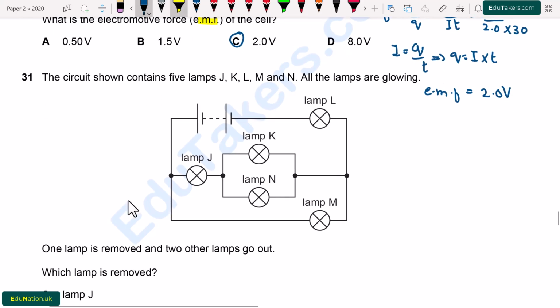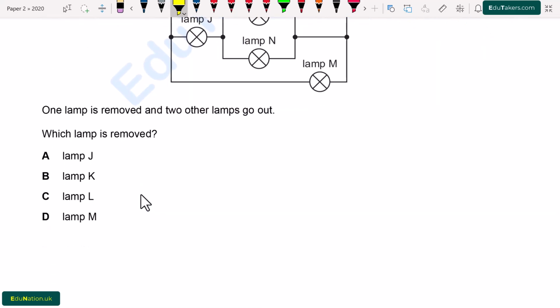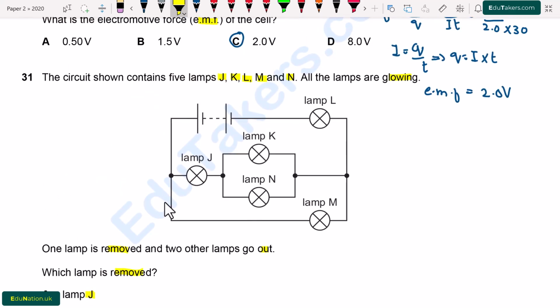Question number 31. The circuit shown contains 5 lamps J, K, L, M and N. All the lamps are glowing. One lamp is removed and 2 lamps go out. Which lamp is removed? Option A, lamp J, B, lamp K, C, lamp L and D, lamp M. So first of all, in this diagram we can see that lamp K and N are parallel, but their parallel combination is in series with the lamp J.